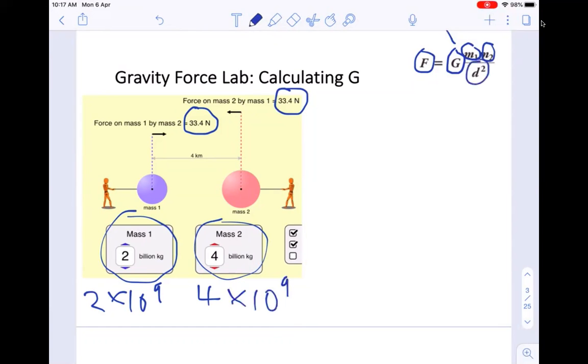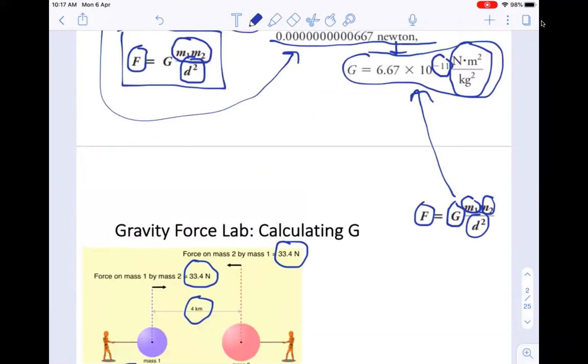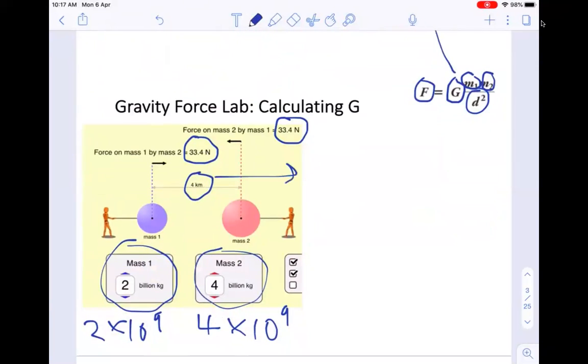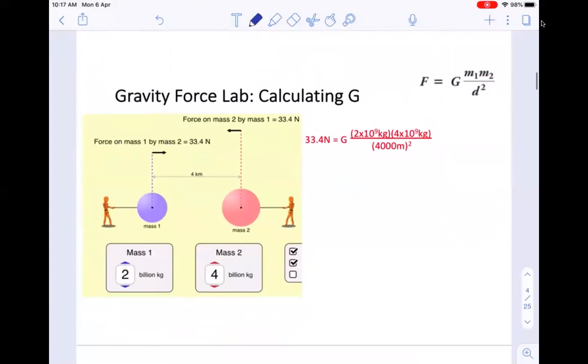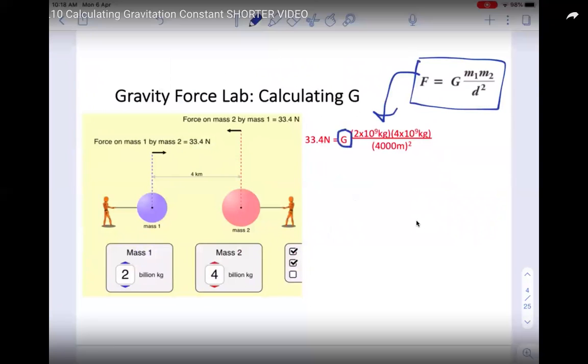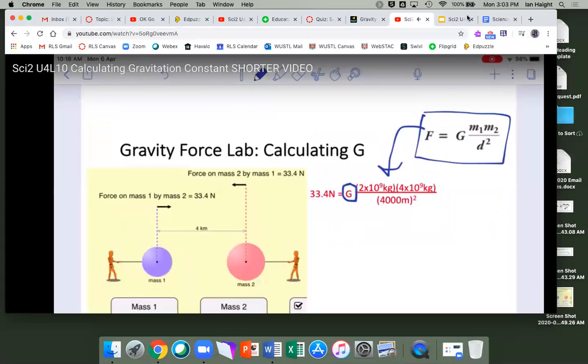And the distance between them is going to be 4 kilometers. But you'll notice in the gravitational constant, the distance is actually in meters. So we can't use kilometers. We have to convert that into 4,000 meters. That's how many meters are in 4 kilometers. So if I plug those numbers into the equation right here, again, this is using the same equation, just plugged in all those numbers. It looks kind of complicated. So I want to get G by itself. I want to simplify. All right, I'm going to stop it there.